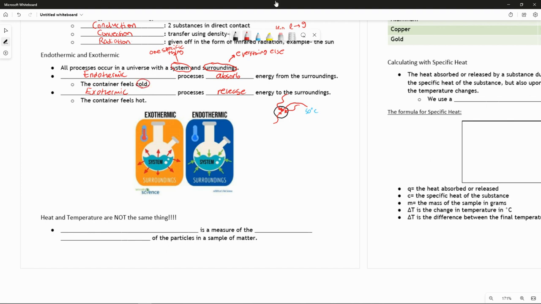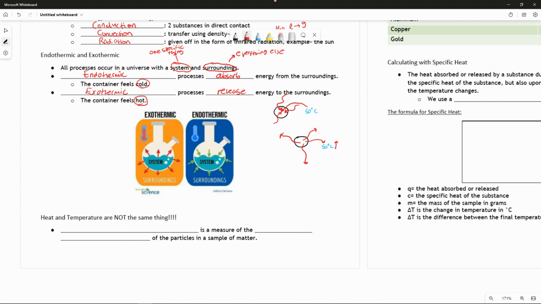Vice versa, exothermic is where you have another black ball. Let's draw it a little separate from each other, and the heat is released from the ball to the environment. If this is still 50 degrees Celsius, it'll increase the amount of heat because the heat from the system will go out to the environment. So it'll raise the temperature of the surroundings. Therefore, the container will feel hot.